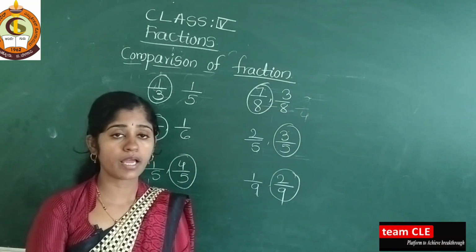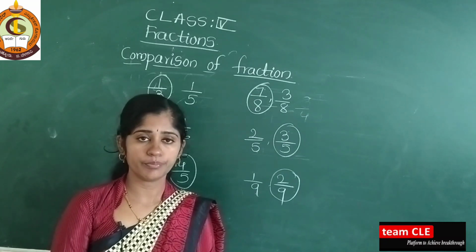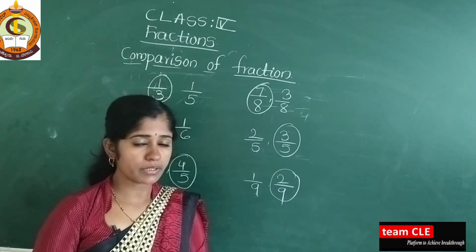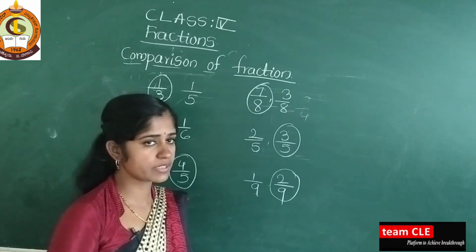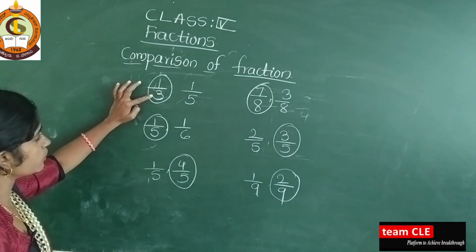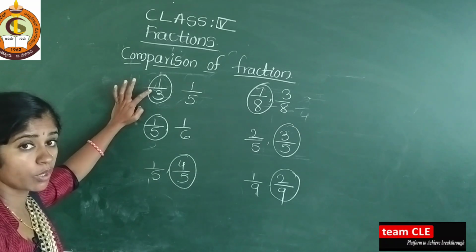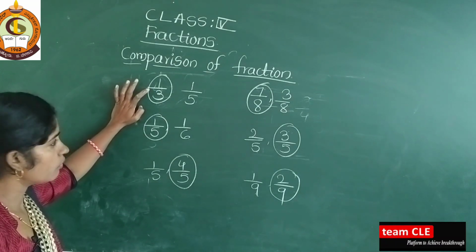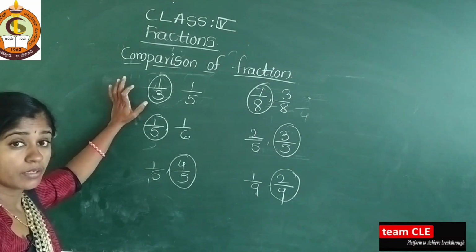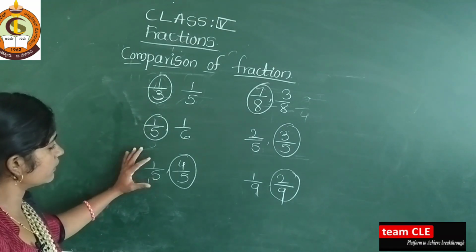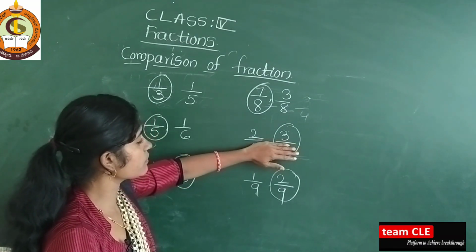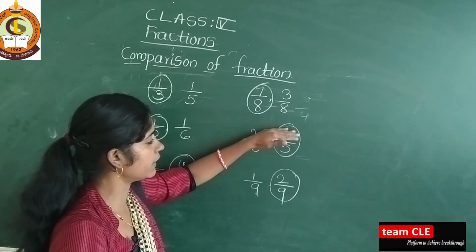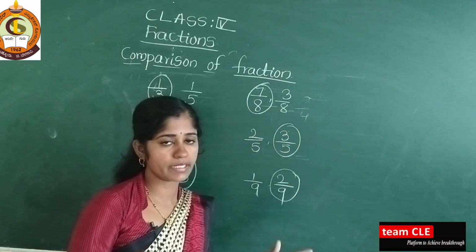In this class I taught how to compare unit fractions and how to compare like fractions. Unit fraction means you just have to see the denominator, the one which is smaller is the greater fraction. And in like fractions, you just hide the denominator, and the one with the greater number in the numerator is the greatest fraction.